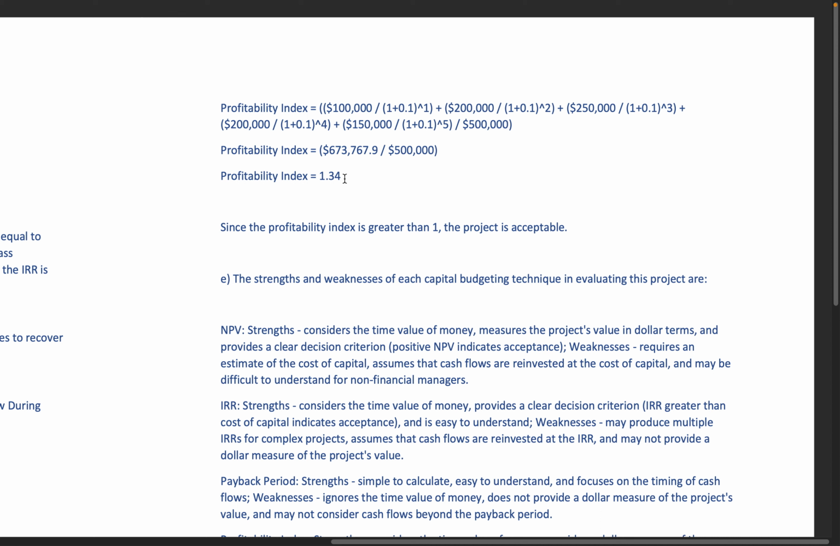Okay. The strengths and weaknesses of each of the capital budgeting techniques, starting with NPV. It considers time value of money, it measures the project in dollar terms, and it gives you a clear decision criterion. If it's positive or zero, you accept, and if it's negative, then you reject. Okay. Now, weaknesses are that the cost of capital, discount rate, required return, however you'd like to call it, is quite a subjective number.